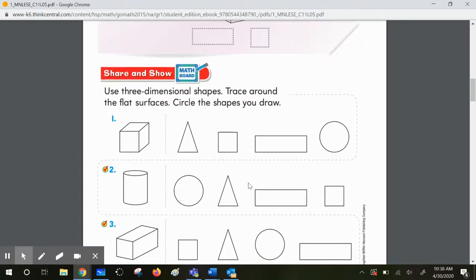Use three-dimensional objects, three-dimensional shapes. Trace around the flat surfaces and circle the shapes you draw. So, the cube is what you're doing in number 1. If you have it on paper and you're going to trace it, what shape will come out on the bottom? Same thing with the cylinder. If you take your pencil and draw around the base of the cylinder, what shape would you come up with?